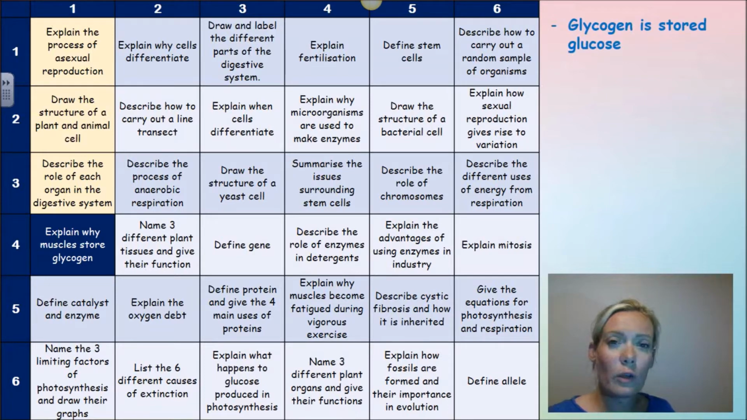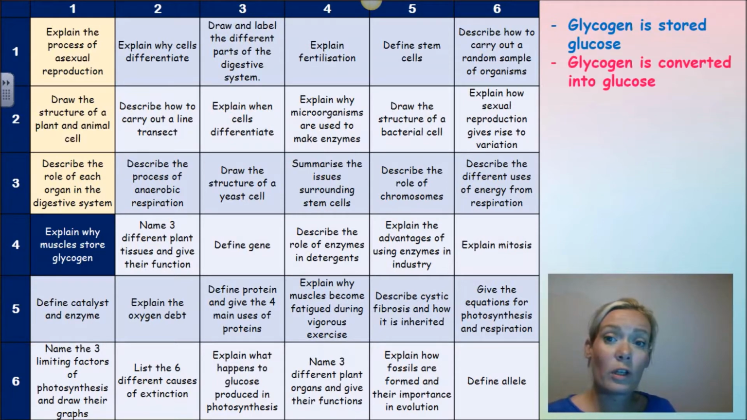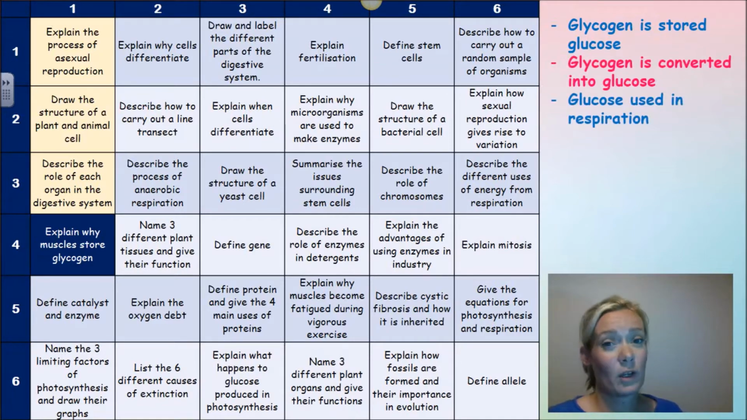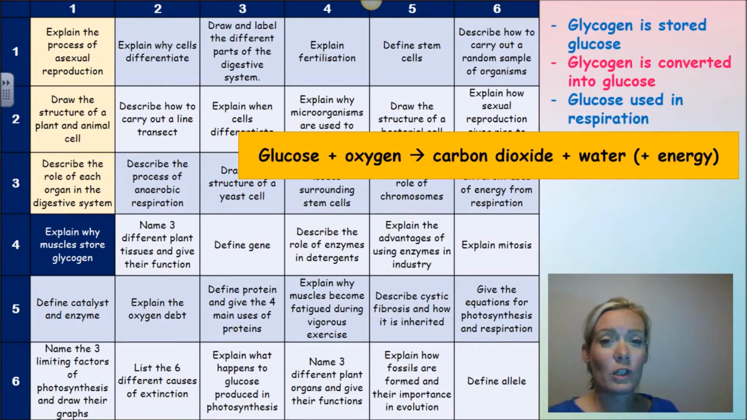So remember, glucose is stored as glycogen in animals. Plants store it as starch, but animals store it as glycogen, sorry. Glycogen, therefore, can be broken down when we need it. And why do we need it to be broken down to glucose? Well, we need it for respiration. Okay, so respiration is glucose with oxygen converting into carbon dioxide and water, but releasing loads and loads of energy.